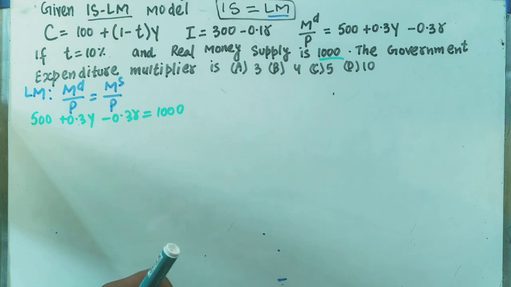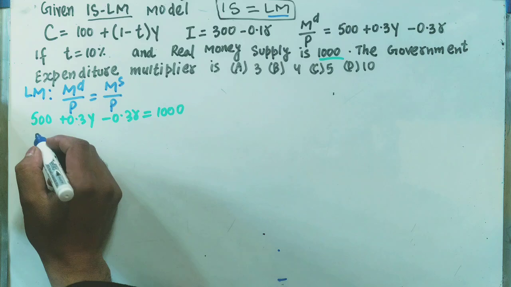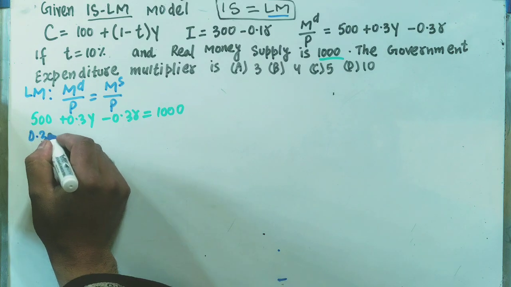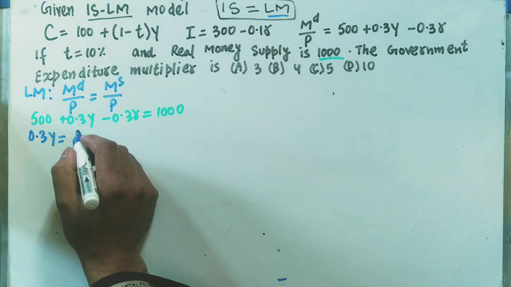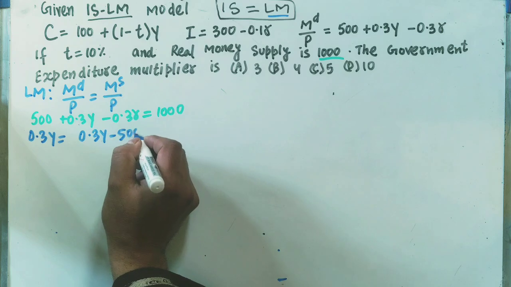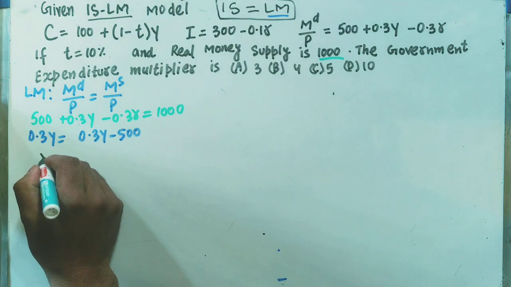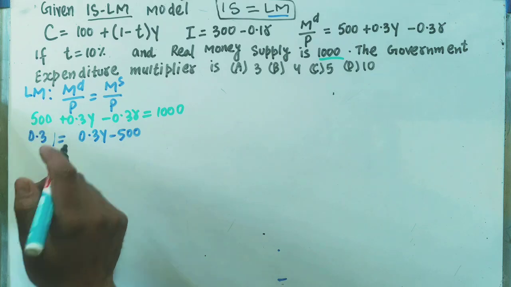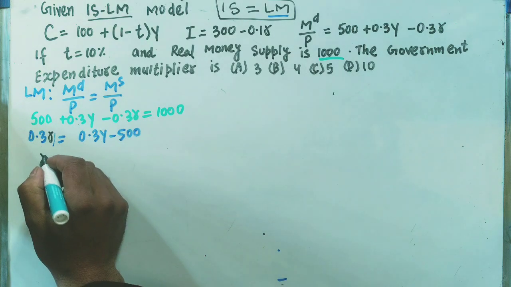What will we do here? We will solve this equation for the rate of interest. Transposing, we get 0.3r will be equal to 500 minus 1000, which is minus 500. If I divide both sides by 0.3, we will get, rather we have 0.3r here because I have transposed this 0.3r.